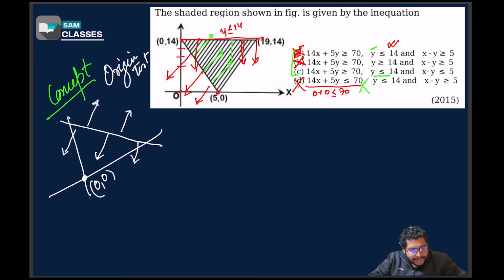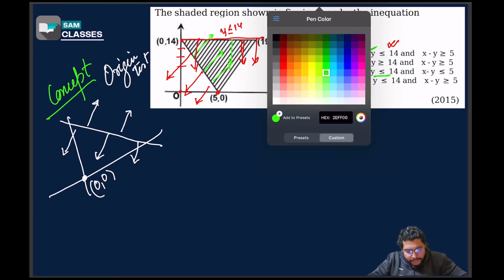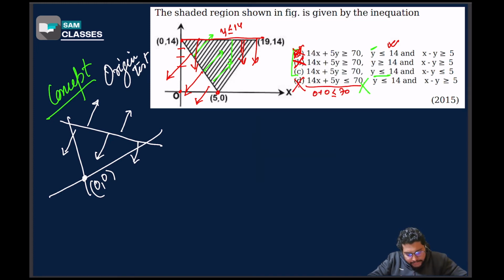Here it is x minus y greater than or equal to 5. Here x minus y less than 5. So what is my graph of x minus y? X minus y is this line. So it is shaded towards the origin. Everybody can say it is shaded towards the origin, means it is satisfying 0, 0. Put 0, 0. Is 0 minus 0 greater than or equal to 5 or less than 5? Is 0 greater than or equal to 5? You'll say no, sir. So the first one also gone. So my answer is C.